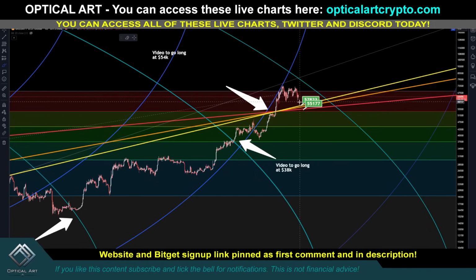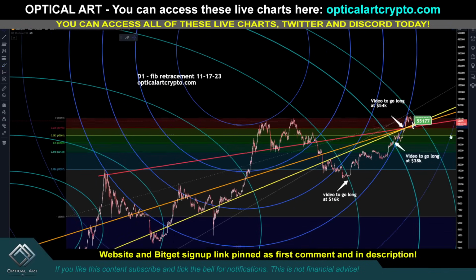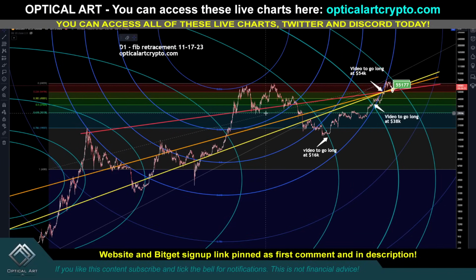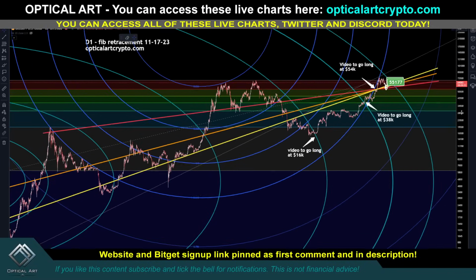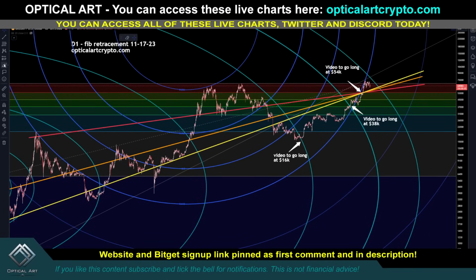But if we do break below, if we continue sideways and we break below this point and this becomes resistance, we know every time we drop below one of these key trend lines, this red, orange, and yellow, every time we break them, we start dropping. And as you can see, the same setup looks like it could be playing out. That's why I said this ring is so important, because we are now testing this ring as resistance.